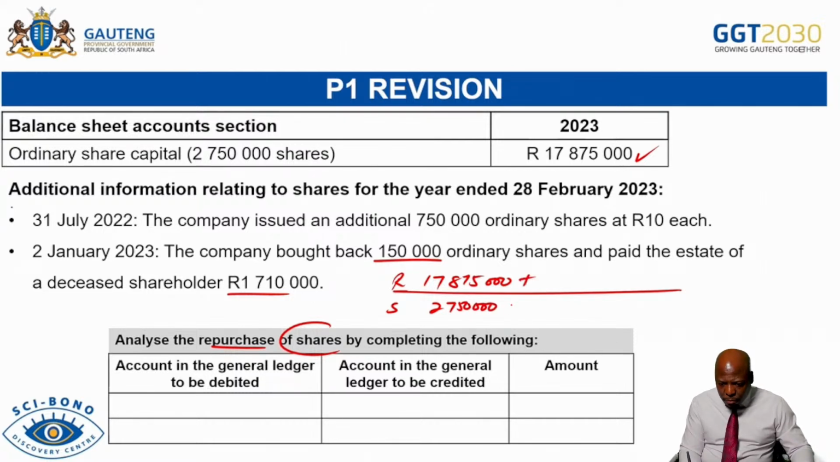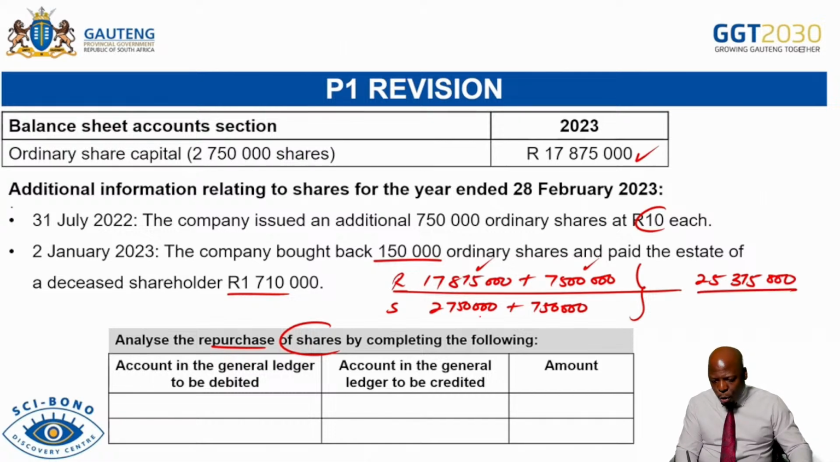Then I'm going to say plus, because there's an issue of shares, an additional 750,000 shares were issued. So here I have 750,000 shares issued at 10 rands. So that would give me 7.5 million. So if I'm to simplify that calculation, I would end up now with 25 million. I'm simply saying 17 plus the 7.5. I'm going to end up with 25,375,000. And then I divide all of that by the bottom part, which is 3.5 million. So if I divide this, then I get my average price per share.